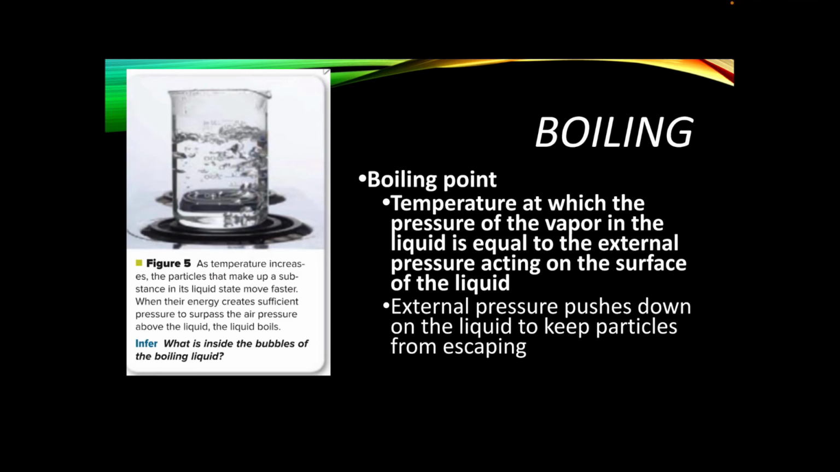So let's talk about the definition of boiling point. The definition of boiling point is the temperature at which the pressure of the vapor in the liquid is equal to the external pressure acting on the surface of the liquid. So liquid particles have external pressure pushing down on them, right? When these particles overcome this pressure, they will need energy to do this, to overcome this external pressure, and therefore you will have this boiling point occur.